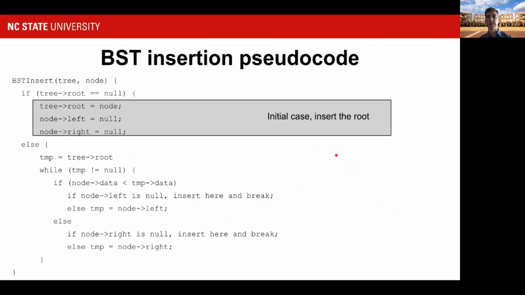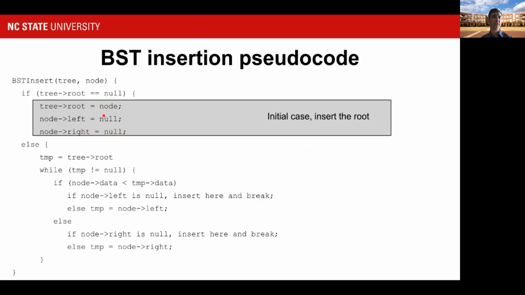Okay, so here's what our pseudocode looks like for inserting into the binary search tree. If my root is null, then I can just insert here at the beginning. I'm assuming I've already made the node, allocated the node. So I'm just going to set root equal to my new node and then set left and right equal to null. This is my base case. And if this is my first node, there's nothing else to do.